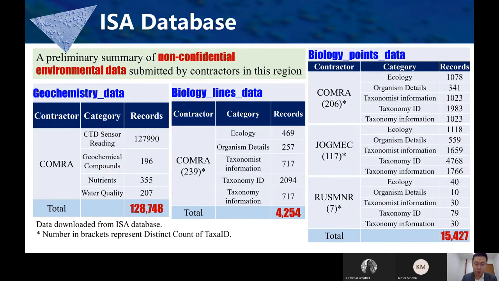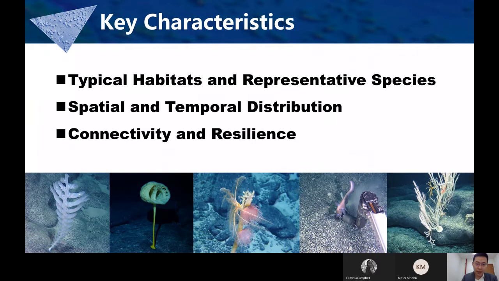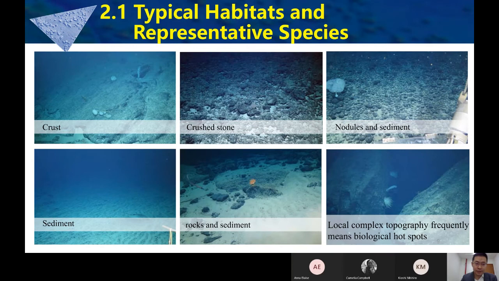In the following talk, three key characteristics will be introduced: typical habitat and representative species, spatial and temporal distribution, and connectivity and resilience. Let's move to the first part, typical habitat. The typical substrates in a seamount are divided into hard substrate, including clasts, crust stone, nodules, and rocks, and soft substrate, mainly sediment. As we know, rocky, complicated topography frequently means biological hotspots.